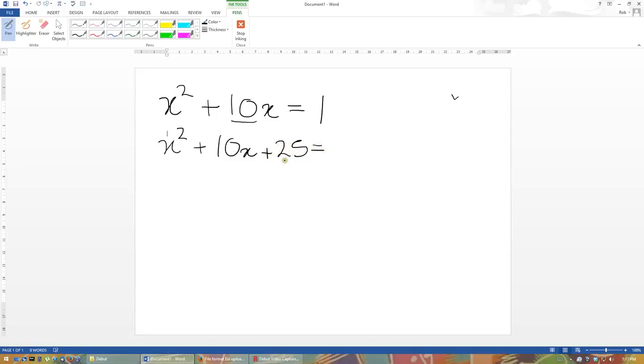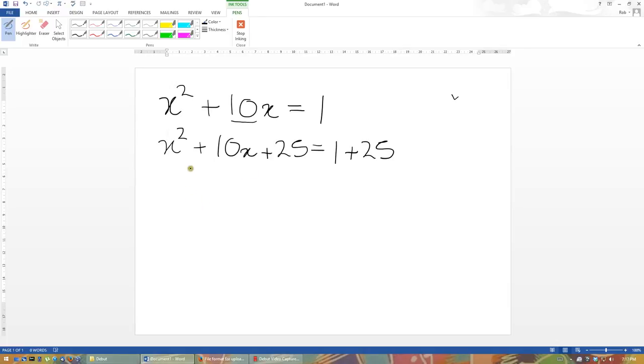Of course we can't just add 25 to the left hand side without balancing up by doing the same thing on the right hand side. So I need to add 25 to the right hand side as well. So now I have my perfect square. X squared plus 10x plus 25 is a perfect square.